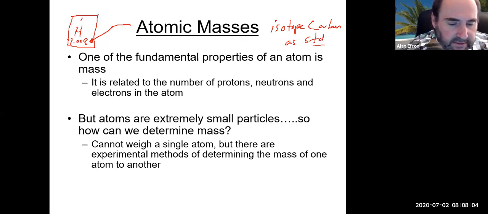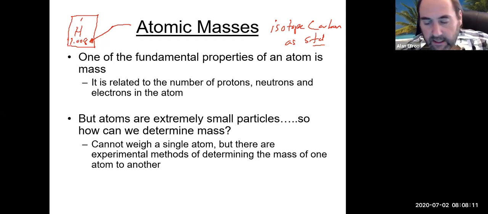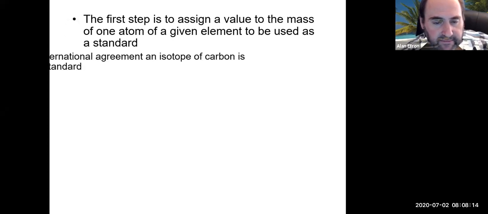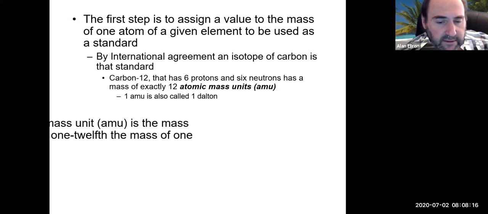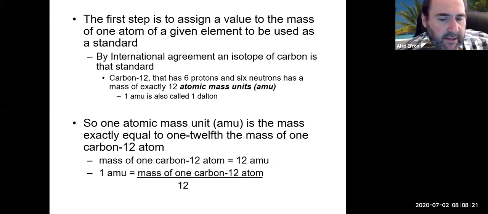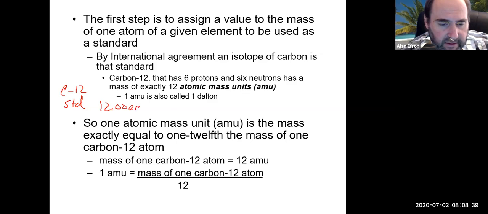Basically they use this isotope of carbon. A reminder: isotopes, as we talked about, are the same element but with different numbers of neutrons. They used this as their standard, and it was the carbon-12 isotope. The carbon-12 isotope has 6 protons and 6 neutrons, and it has a mass of exactly 12 AMU. AMU is what is referred to as atomic mass unit. So they use carbon-12 as the standard, with a mass of exactly 12 AMU.